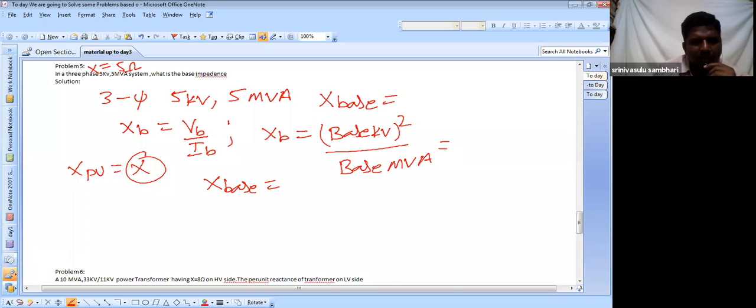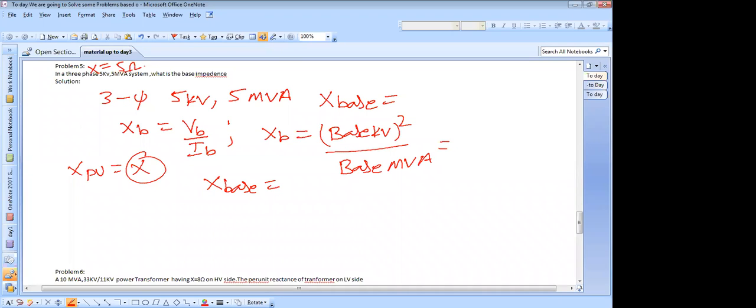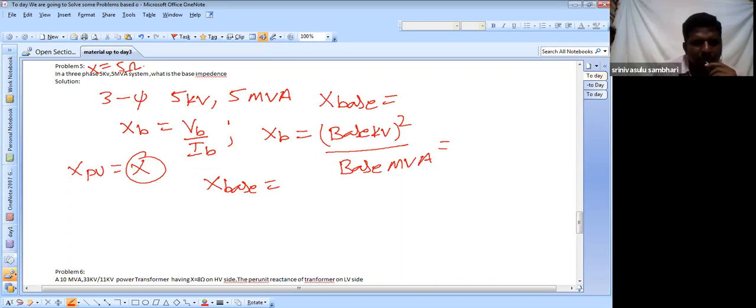Here, what is the extra data given in this problem? 5 ohms is not required for finding the base reactance. Sometimes unnecessary data will also be given to confuse the student in the examination. Whether X equal to 5 ohms is given or not, this data is not useful for finding the X base. Only two terms we require, that is base MVA and base kV. Now, it is only one single system. The base kV and base MVA are taken as the rated MVA and rated voltage.